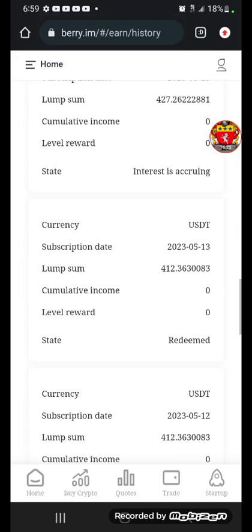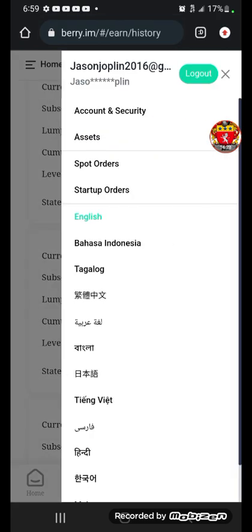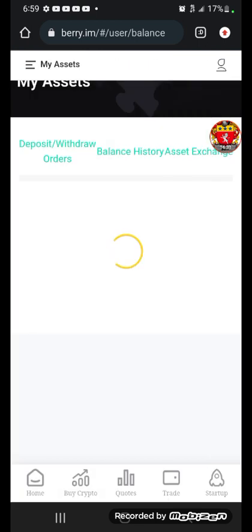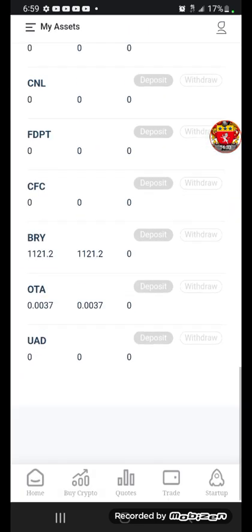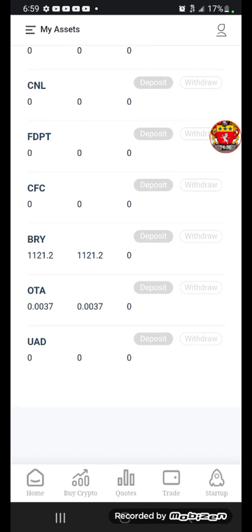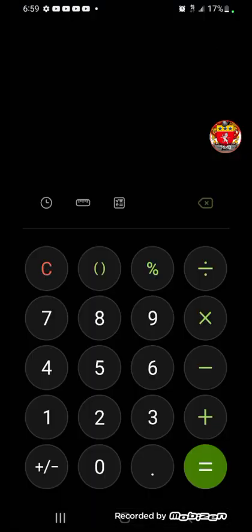And that's not all of my assets. Like I showed you before, I have 1,121 BRY coins, which I purchased for $1.50 a coin. So if we do 1121 times 1.5, we're at 1681. That's how much those coins cost me. I paid $16.81 for 1,121 coins.